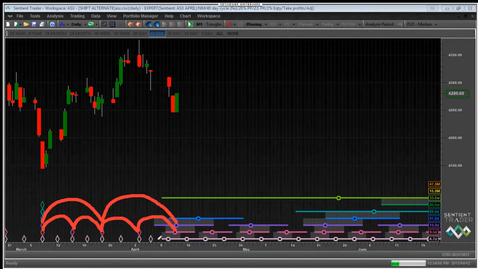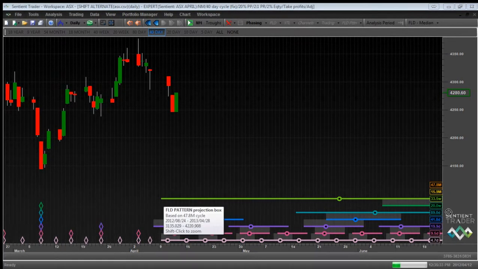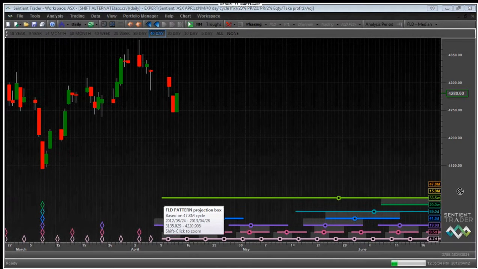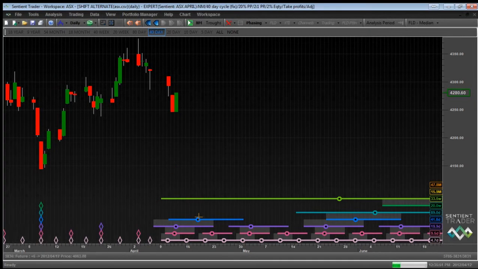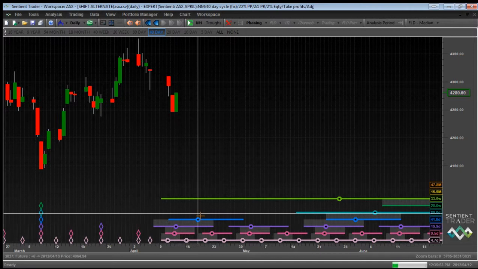What about the 10-day cycle? Well, the 10-day cycle went up and bounced into a trough, went up and bounced into a trough, and went up and is expected to come down over here again. So what's happening right now? Well, right at the moment, the 40-day cycle, which bounced from early March, went up and formed a peak, is coming down and is expected to form a trough sometime soon.